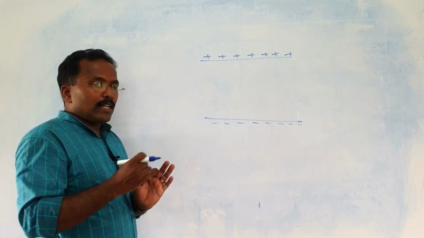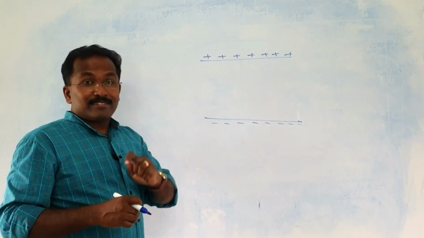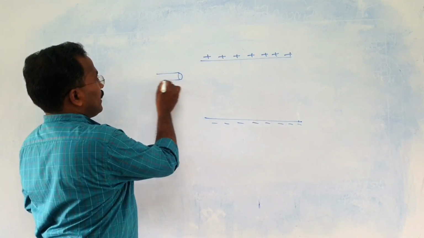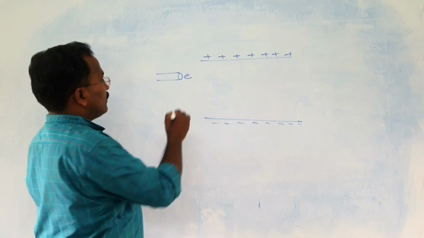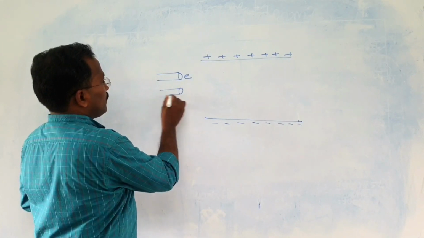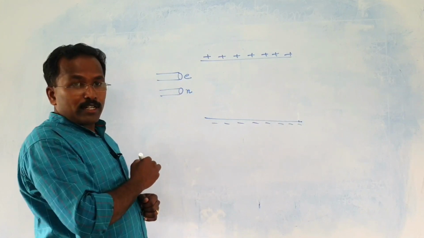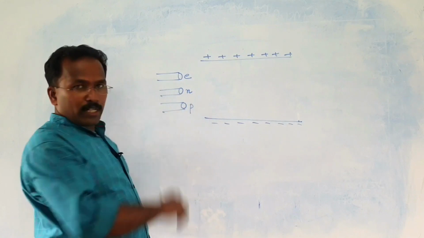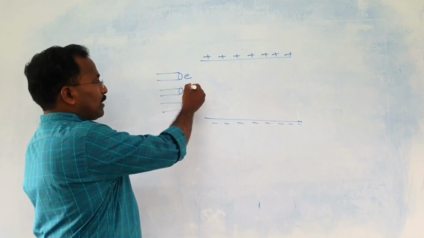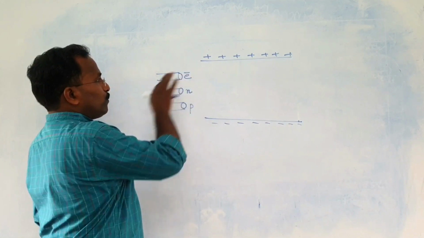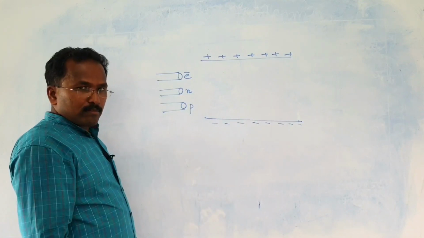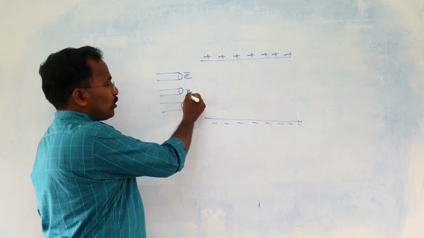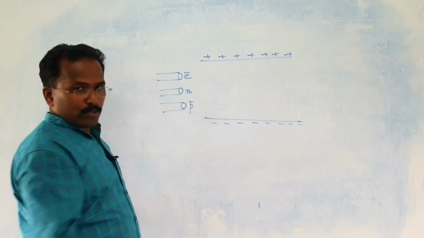I have 3 guns. How many guns? 3 guns. One is an electron gun. The second is a neutron gun. And the third is a proton gun. The electron gun can eject electrons, 1 electron, 2 electrons, as you like. This can eject neutrons and this can eject protons.